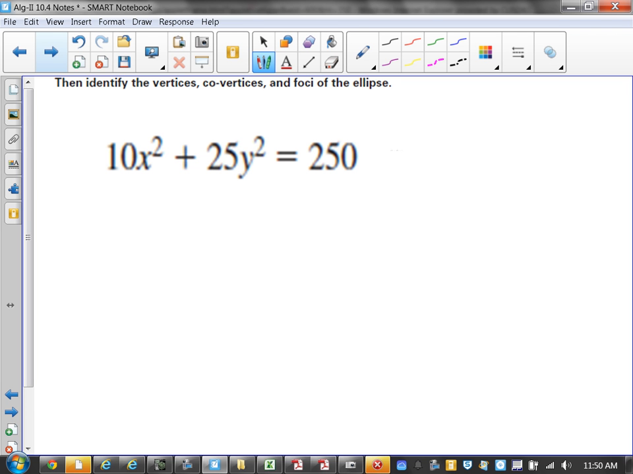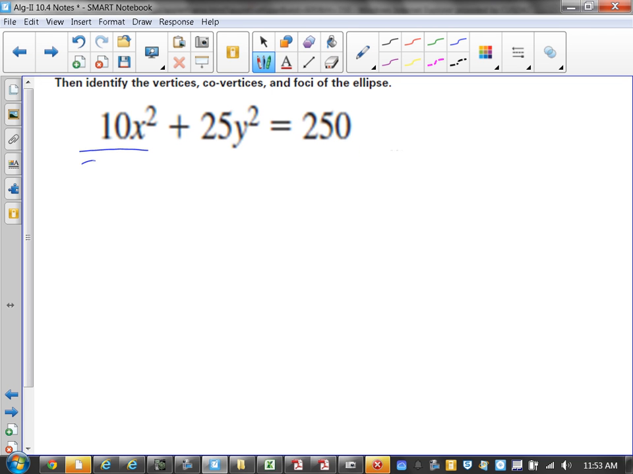Go ahead and set that one up, please. I'd like you to graph and identify the important parts. What I mean by important parts here are your vertices, co-vertices, and foci. We'll take a second and do this one, and then I'll give you some problems to try out. Let's see how we go. I'm assuming you guys divide everything by 250? Yep.